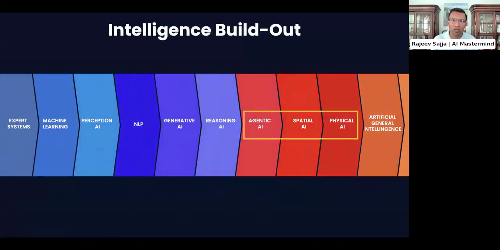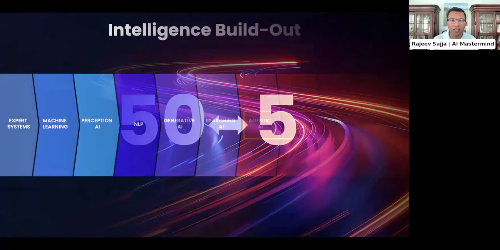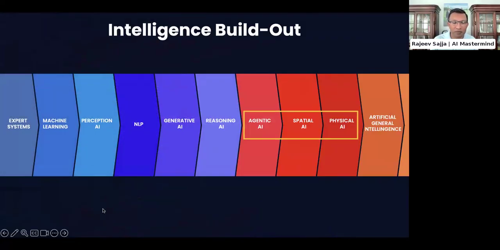Let's look at where we are with the intelligence build out. Okay. Where are we on this journey? This stuff, machine learning, Zestimate, property stuff, all of that has been around for a little while. Perception, natural language processing, generative AI. The first introduction was November 2022.